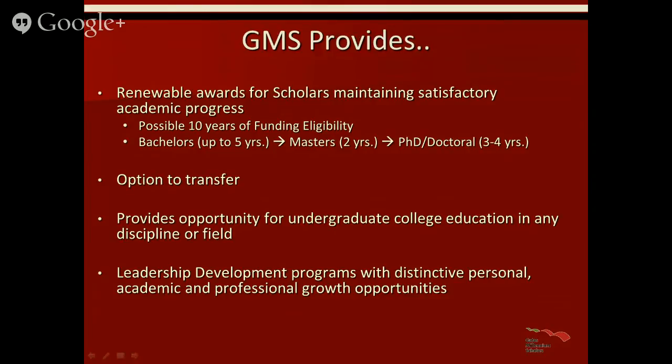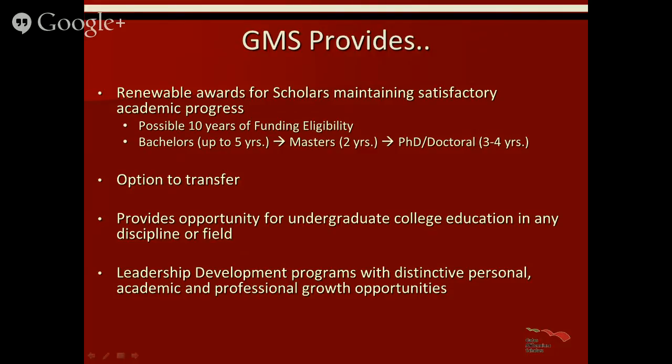But for those of your students that are going to be applying, should they become a GMS recipient, they will have possible 10 years of funding eligibility. And I have it broken down here below the first bullet point on how that pans out for folks. So the Gates Scholarship will fund up to 5 years at the bachelor's level. So you can complete your degree in 4 years or 5 years. Gates would cover a master's program up to 2 years. And depending on how many years they took at the undergrad level, they would have 3 to 4 years at the doctoral level in their program. So the total amount should equal 10 years is what a scholar could be awarded up to.